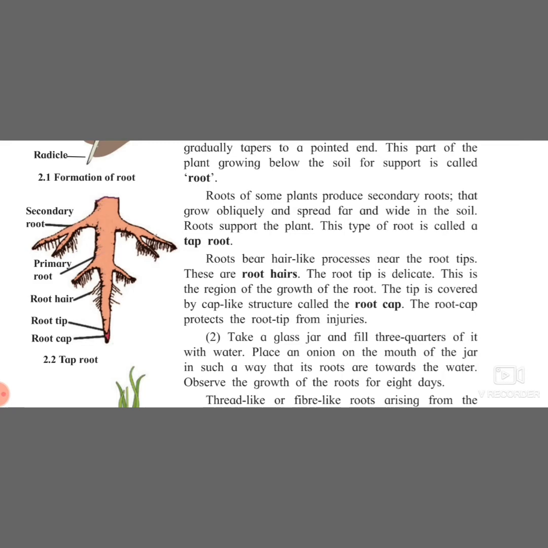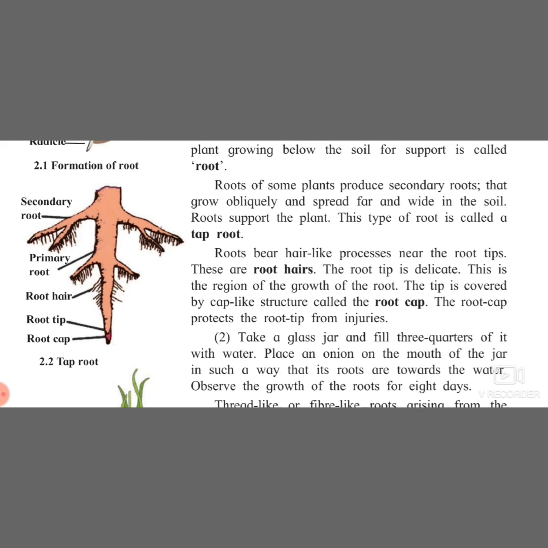And what is the next part they have told? The root tip is delicate. If you can see the last part of the root, that is called the root tip. Now a pen has a cap which protects the pen. In the same way, the root also has a cap which covers the root from injuries. Injuries means, for example, if some insects are present there, or if there is some fault in the soil, this root cap protects the root tip from these injuries. So you can see everything present in the picture, and you can see the naming also.